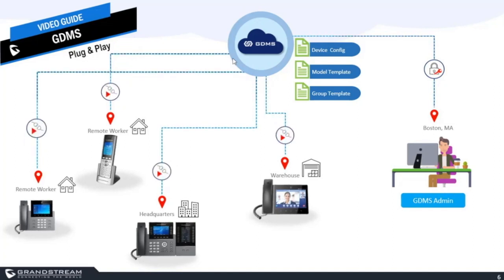Also, GDMS supports configuration presets for plug and play and auto provisioning. By default, all supported Grandstream devices come with the ACS URL pointing to gdms.cloud. So when the device is unboxed and plugged in, it will automatically query GDMS to check if there is a configuration preset or a template for that device. Then GDMS will verify the availability of a configuration preset for that device based on the source MAC address in the ACS query. If there is one that matches the MAC address, GDMS will send the configuration file to the device.